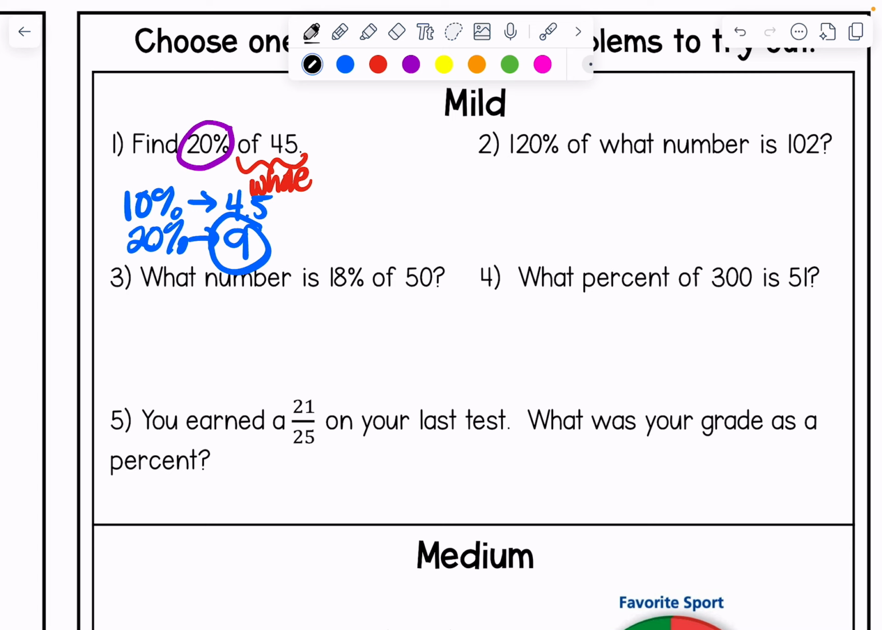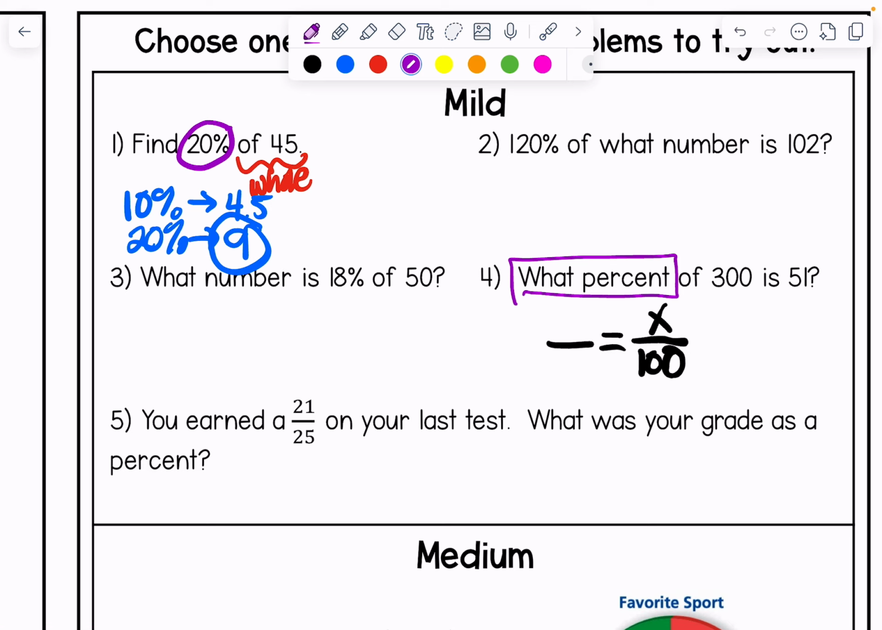What percent, let's look at number 4. What percent of 300 is 51? So on this one, I actually don't see a percent. It's asking me what percent. So that tells me that in my proportion, if I was going to be using the proportion, that's where my variable would be. It would be x over 100.